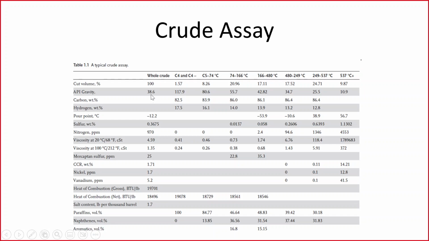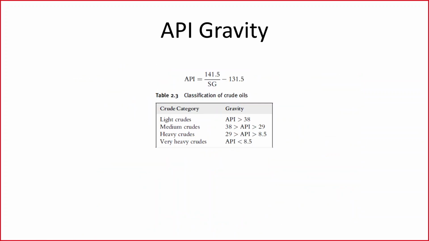So we'll go straight to the API. This is the API gravity. API gravity equals 141.5 divided by specific gravity minus 131.5. The specific gravity is in relation to the gravity of water, right? If the specific gravity is 1, that means it is the density of water at 15 degrees C or 60 degrees Fahrenheit. So if it's water, that means the API is 10. So 141.5 minus 131.5, that's 10.